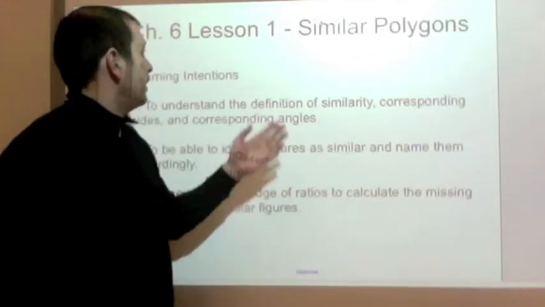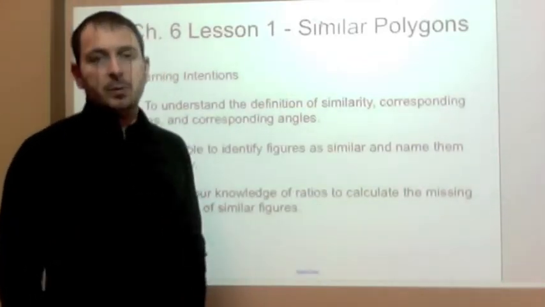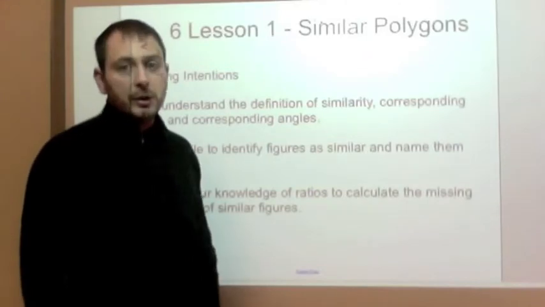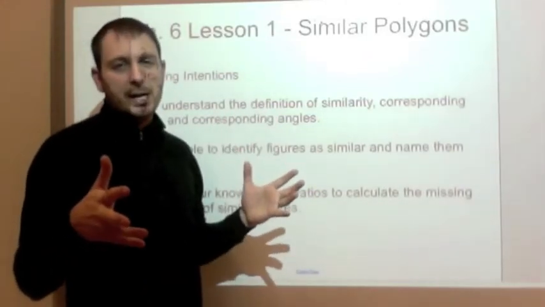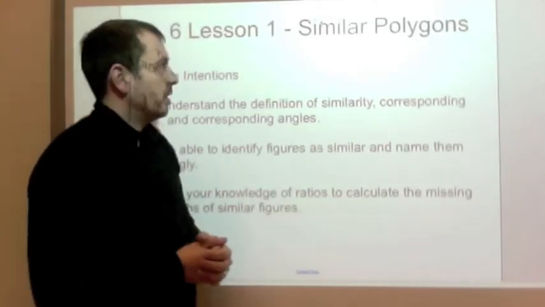Today's lesson is starting chapter 6, and this is chapter 6, lesson 1, and the topic is similar polygons. And maybe we'll start with: polygons are just shapes connected with straight sides. So a square is a polygon, a triangle is a polygon.